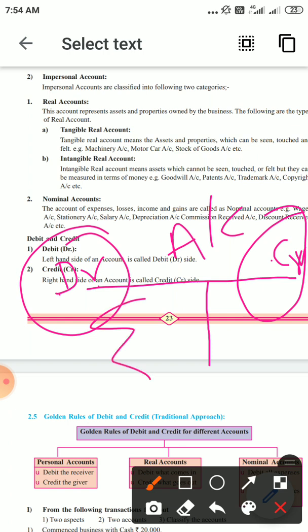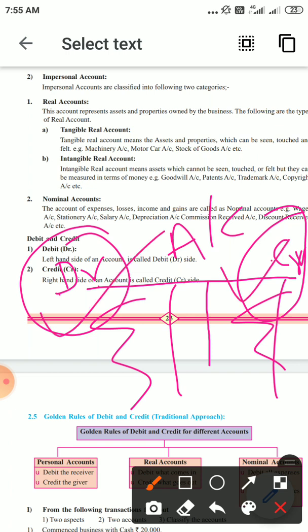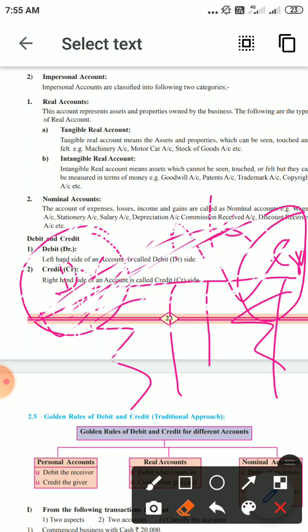So this is all your debit side and this is all your credit side. So it is divided into two parts. Our account is divided into two, one is debit and one is credit. So this much you should know. So here debit is on the left hand side of the account and your credit is on the right hand side of the account. Okay, sorry for this.